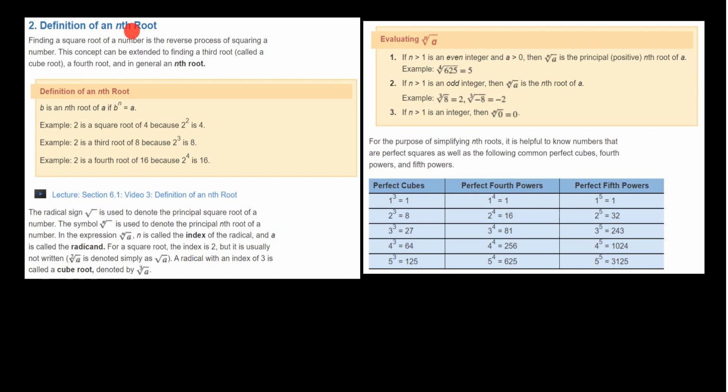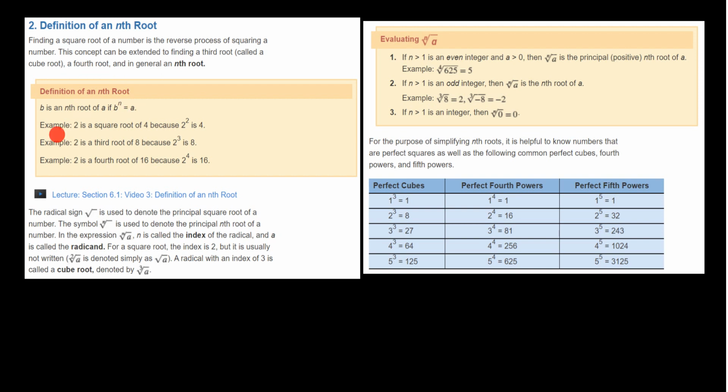Okay, so the definition of an nth root. Finding a square root of a number is the reverse process of squaring a number. We know that. So this concept can be extended to finding a third root, called a cube root, or a fourth root, or in general an nth root. Nth root being, what number of times, right? So b is an nth root of a if b raised to the nth power is equal to a.